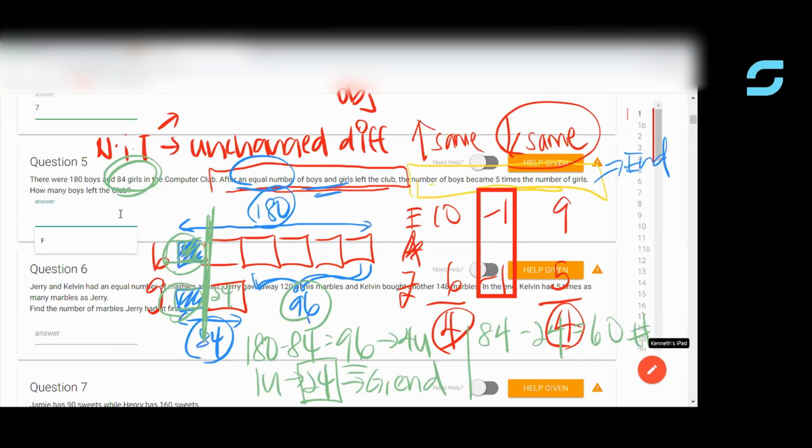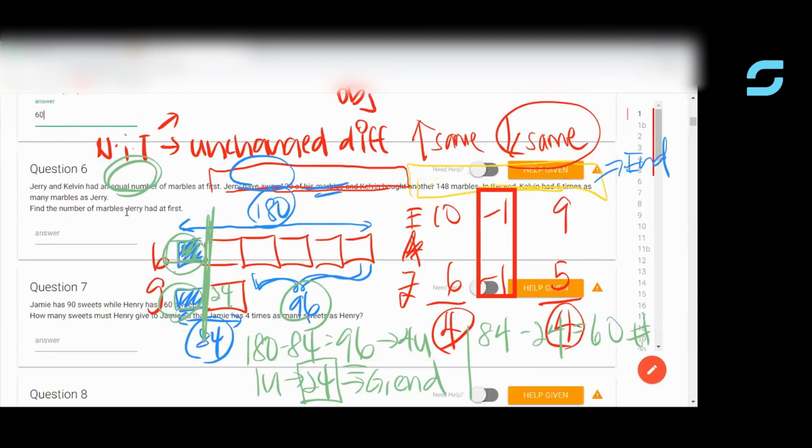Because the number of girls and boys who left are actually the same. So you can actually use the girls to find the boys. Okay? So in the future, you must look out for this type of statement.